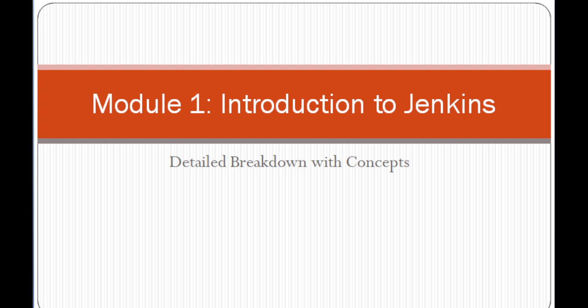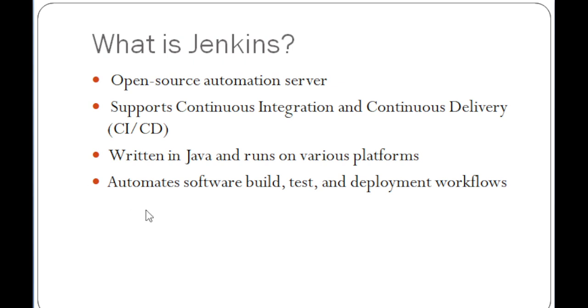In today's video, we will explain the Jenkins introduction. So let's talk about the basic part of Jenkins, like what is Jenkins. Jenkins is an open source software. It is used for automation purposes. It also provides continuous integration and continuous delivery. We can also say that it provides CI/CD integration.